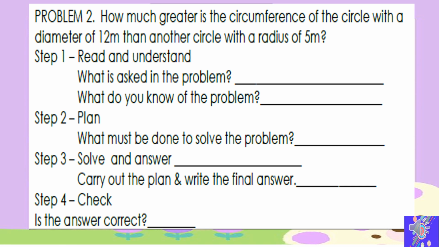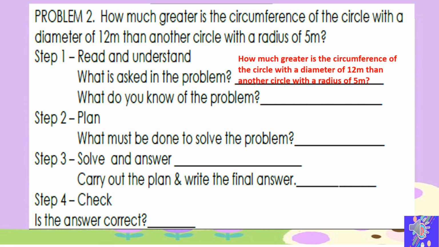Okay, so let us now answer problem number 2. What is asked in the problem is, how much greater is the circumference of the circle with a diameter of 12 meters than another circle with a radius of 5 meters? And what do you know of the problem? Okay, so we have here the diameter of 12 meters and another circle with a radius of 5 meters.